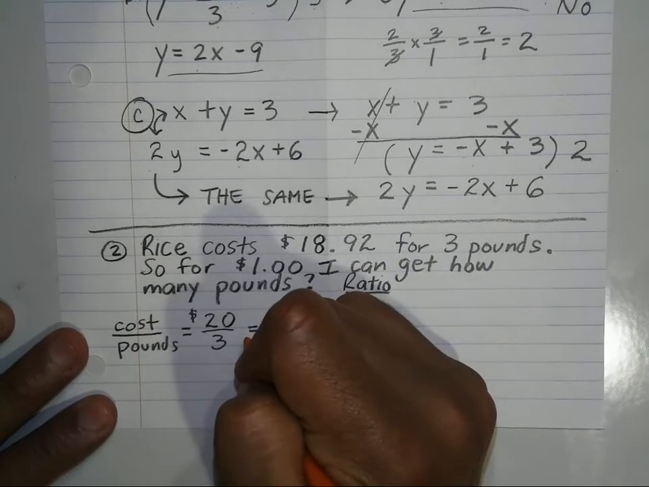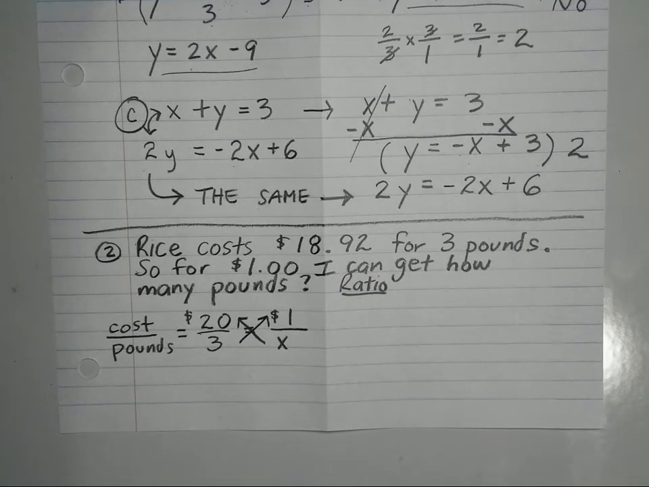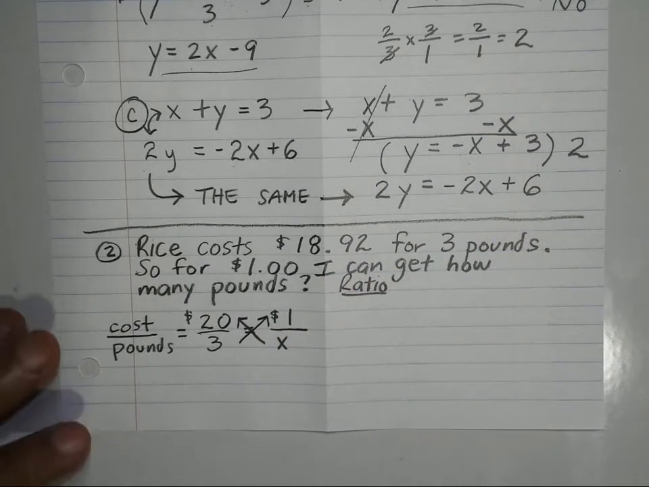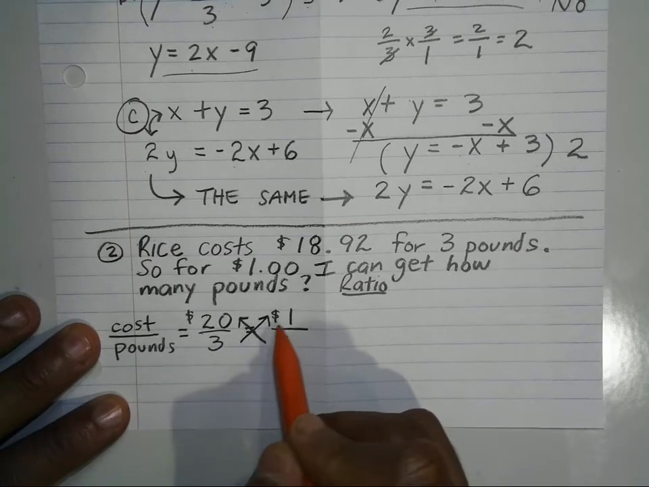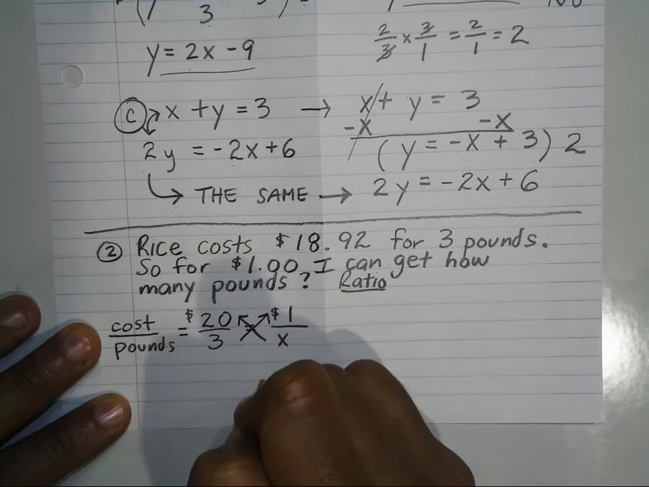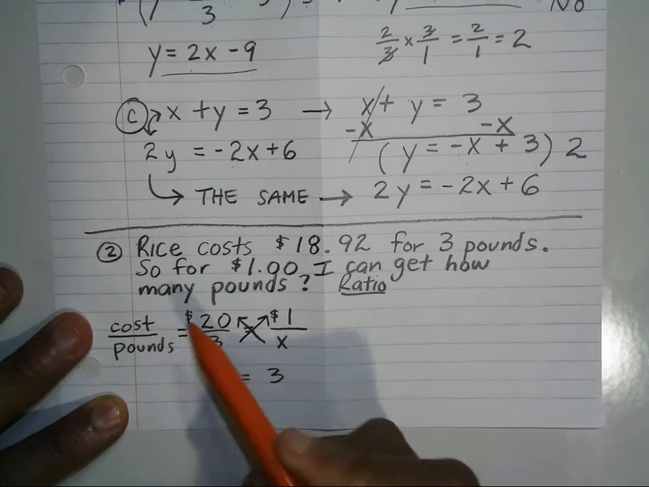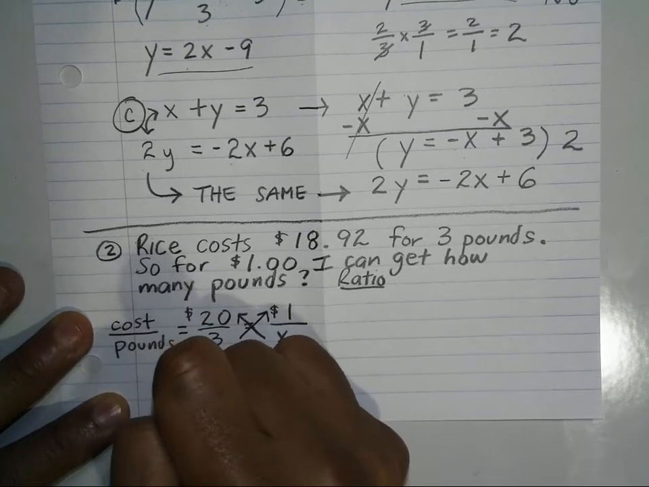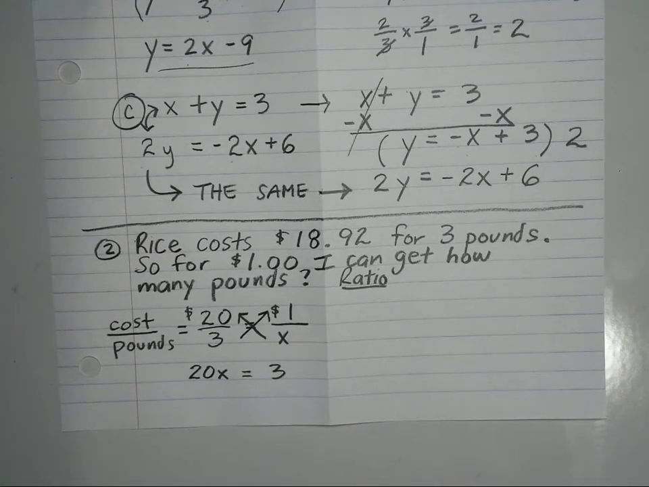Now when I have a ratio like this, I call it the Superman cross multiply, but you Superman up in the air, okay, like that, and that's going to give me an equation. Okay, that's going to be 3 times 1 equals 3, and 20 times X gives me 20X. Okay, so 20X equals 3.